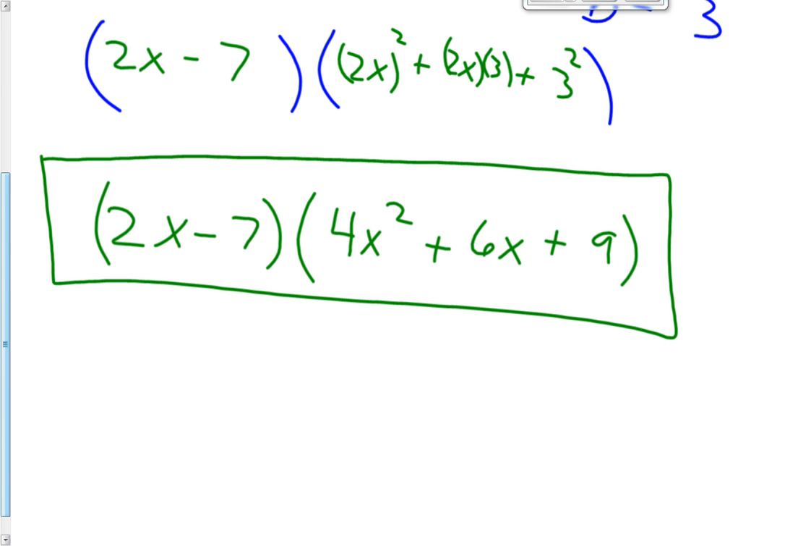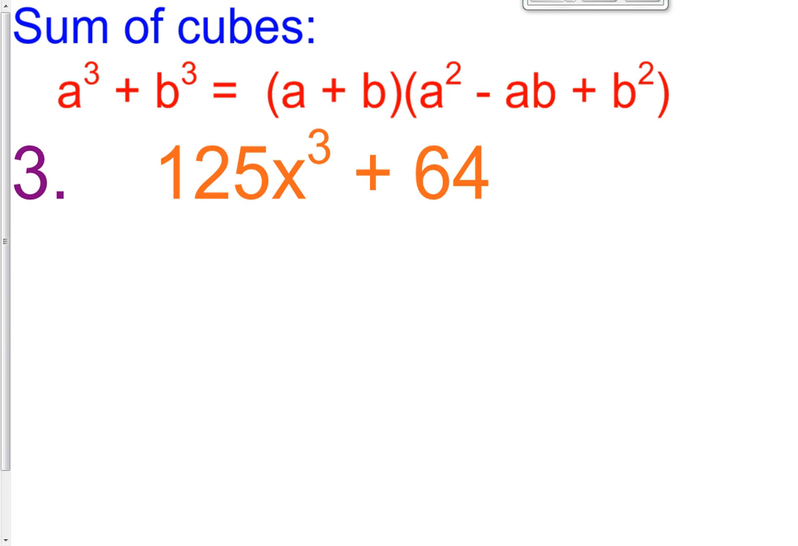You guys pause the video and try number 3 on your own, please. After trying problem number 3, hopefully you found that this is the sum of two cubes. So we're going to identify what a is. A is the cube root of 125, which is 5, and the cube root of x cubed, which is x. So a is the number 5x. B is the cube root of 64, and the cube root of 64 is 4. Hopefully you all did that successfully.